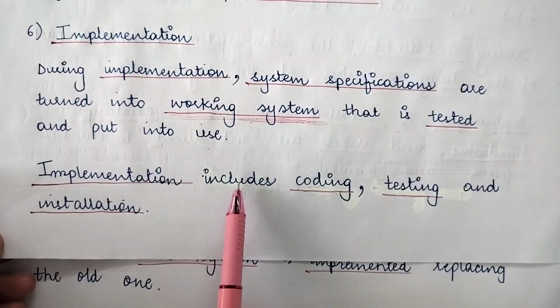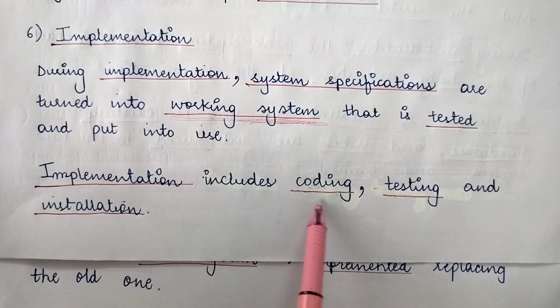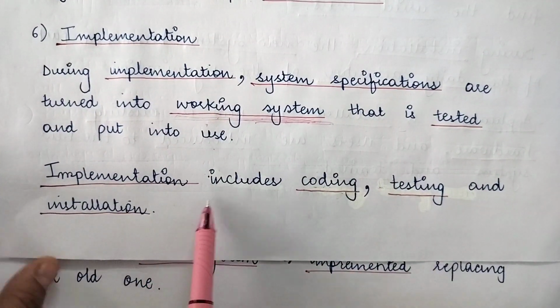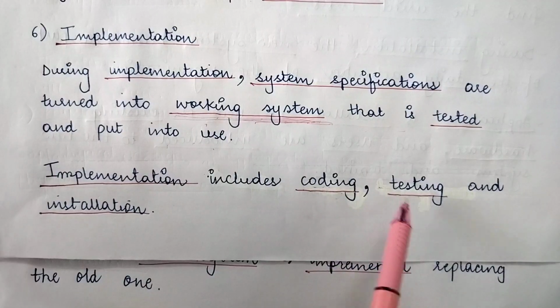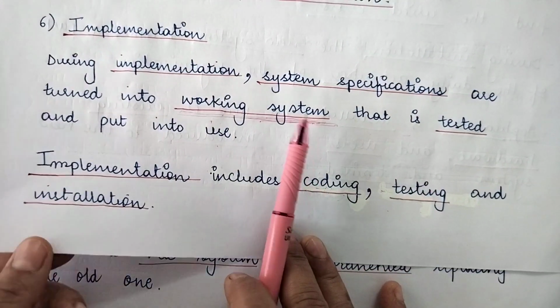Implementation, basically when I talk of implementation, it is not just coding the system. Implementation includes everything from coding to testing and installation. You code, then you install and test it, then you code another module, install and test it. So this is how implementation takes place.